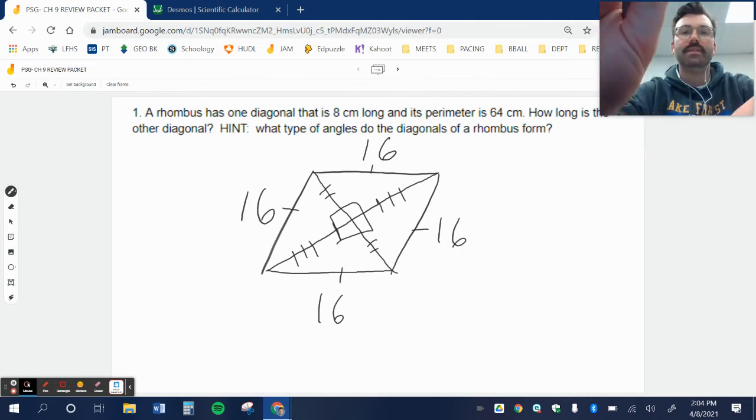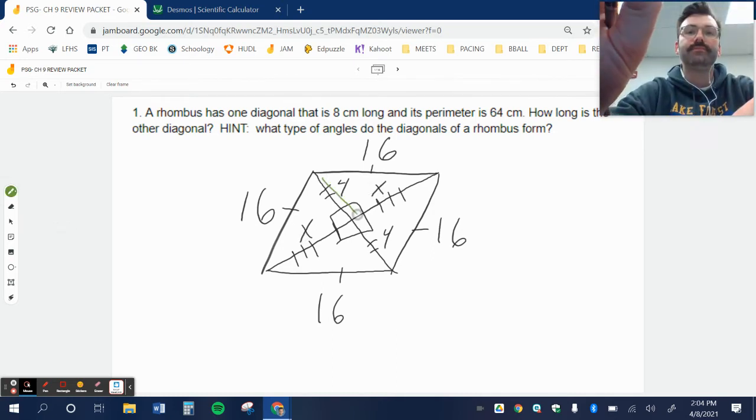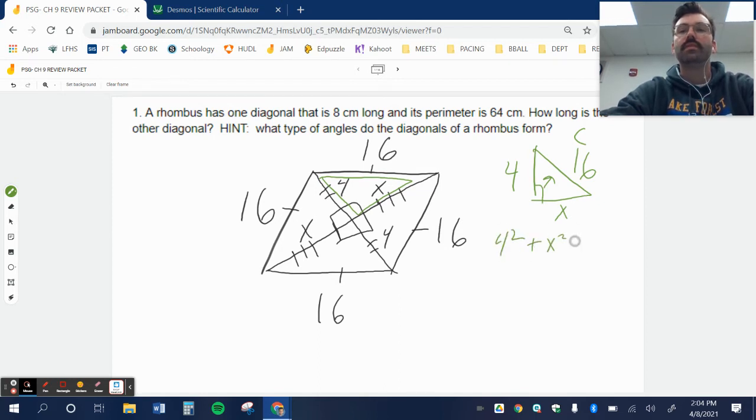8 divided by 2 is 4. So we know 4 and 4, and I'm just going to put x and x. What I'm looking at here is a right triangle. There's my right triangle with the 4, x, and 16. That means 16 is my C value. So I go 4 squared plus x squared equals 16 squared.